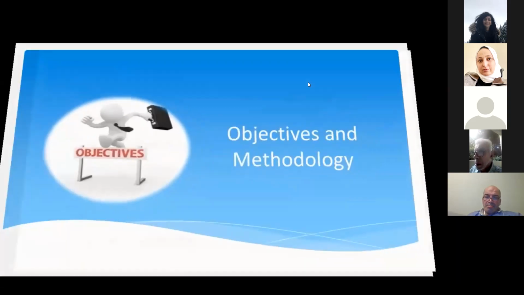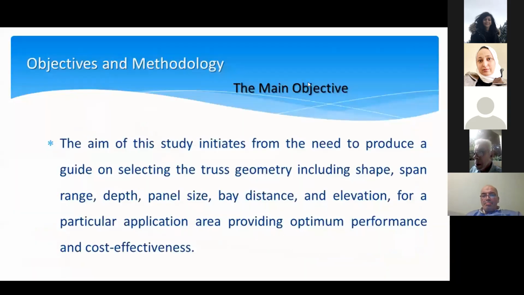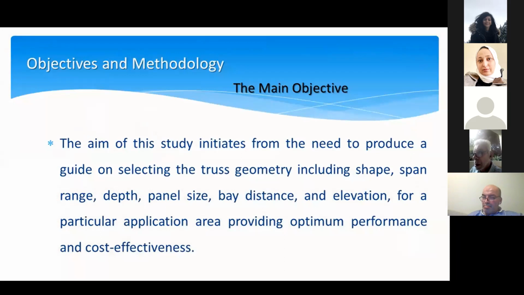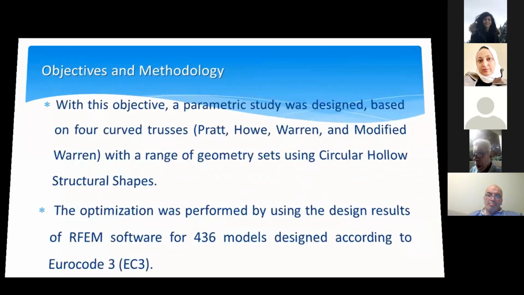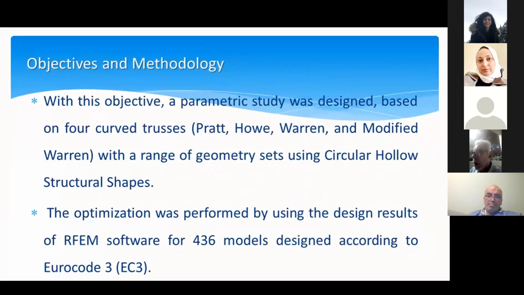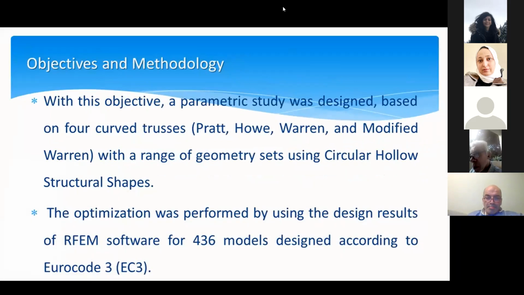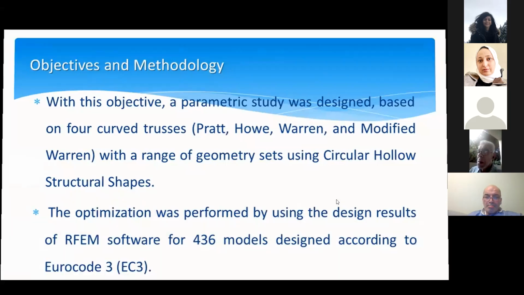Objectives and methodology. Now, the main objective is simply to find a guideline for selecting the structure geometry. We worked on the 4 most widely used trusses: Howe, Pratt, Warren, and modified Warren, where this study demanded 436 models using RFEM software of finite element design, which contains a feature of optimization in accordance with Eurocode 3.